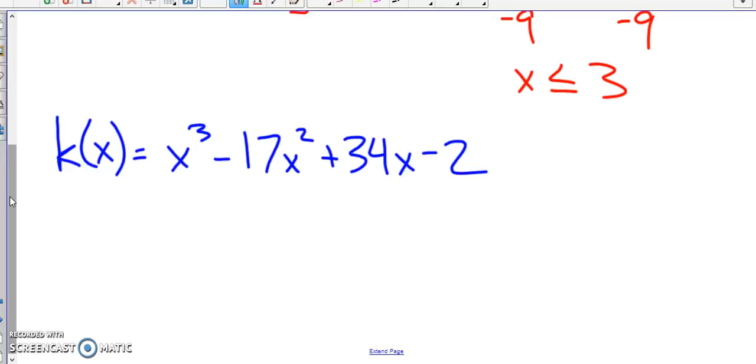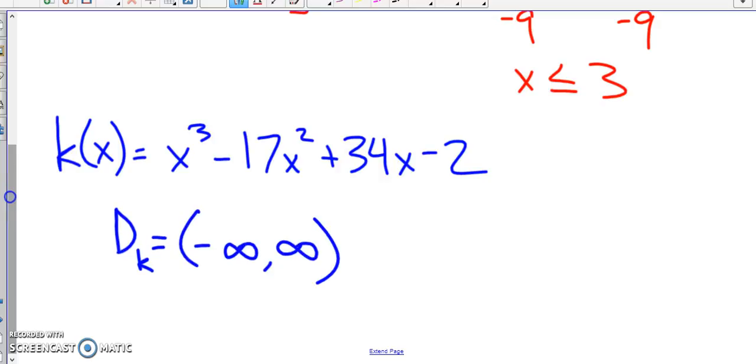Huh? Is it just... Yeah, because there's no division and there's no square root or fourth root or sixth root or anything like that. So the domain of K is negative infinity to infinity. All right, that's something you're going to have to be able to do. So let's move on to the following.